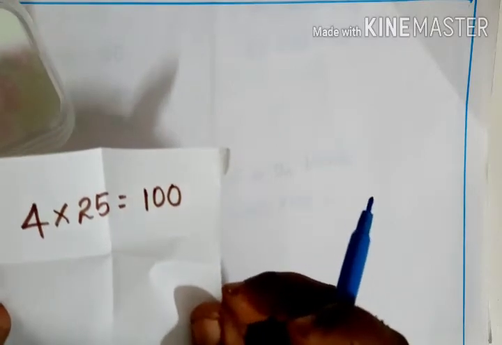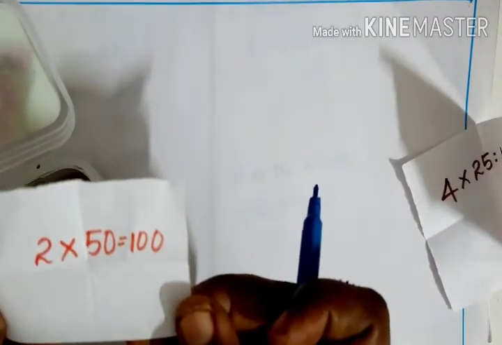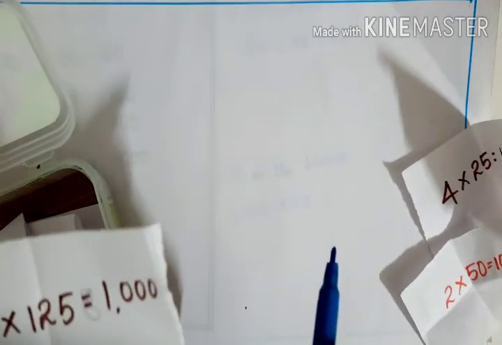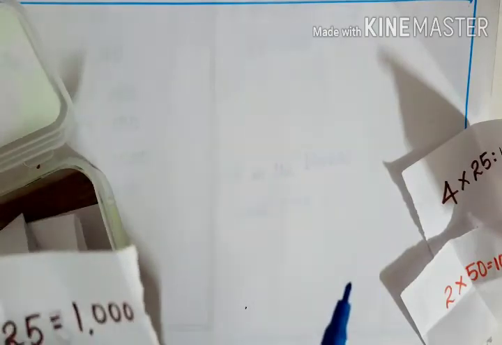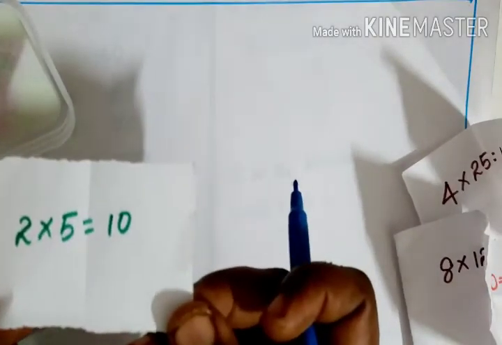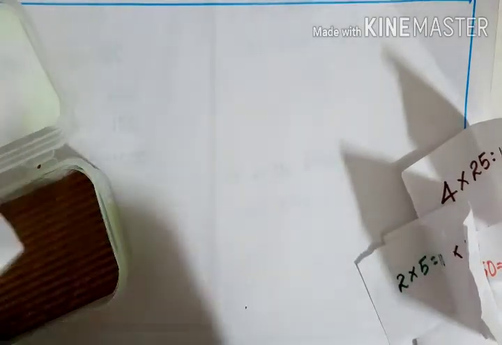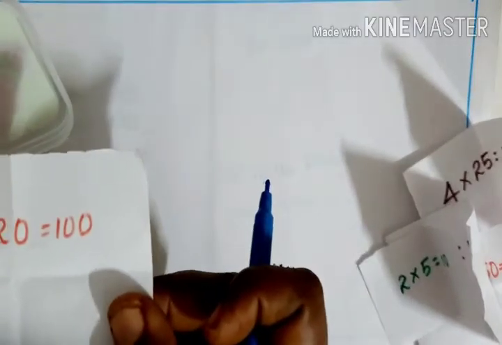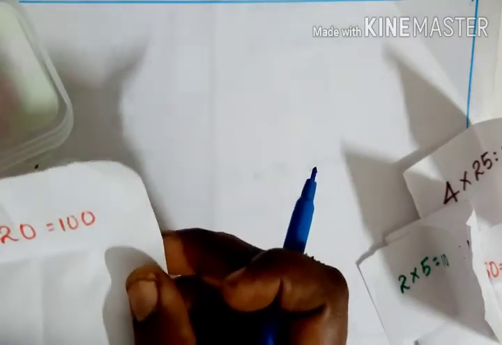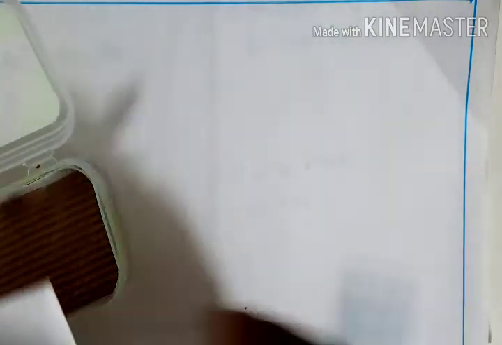4 into 25 is 100. Next trick is 2 into 50 is 100. Next trick is 8 into 125 is 1000. Next, you know that 2 into 5 is 10. 5 into 20 is 100. What am I going to do with these numbers? Let's see today. Today we are going to see something with these numbers.